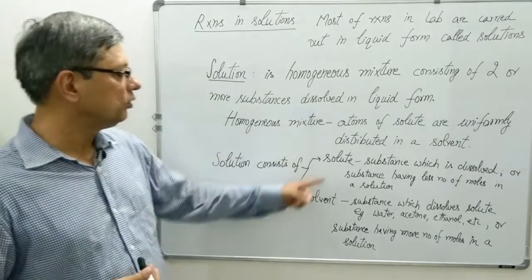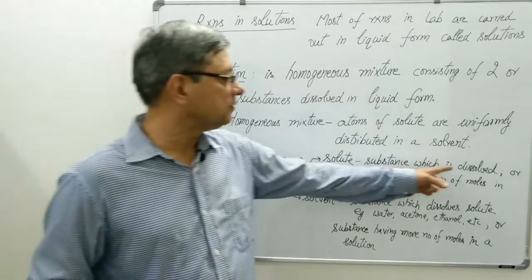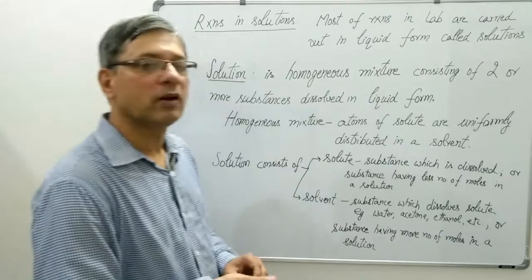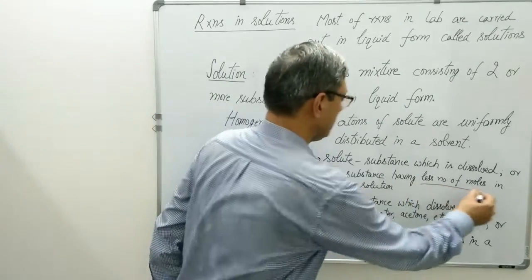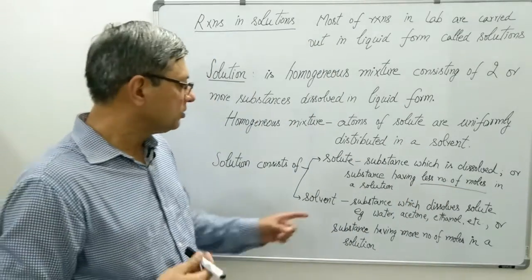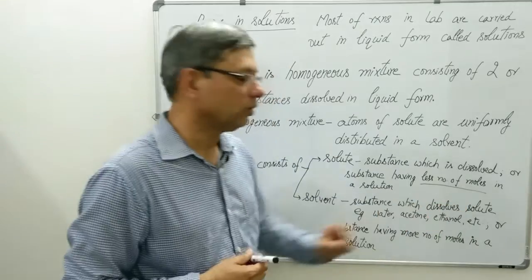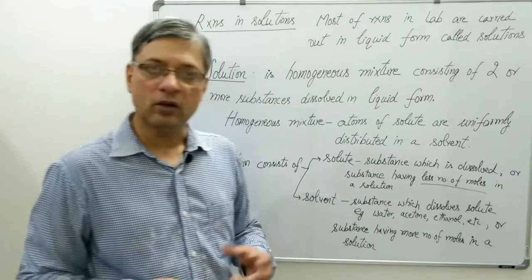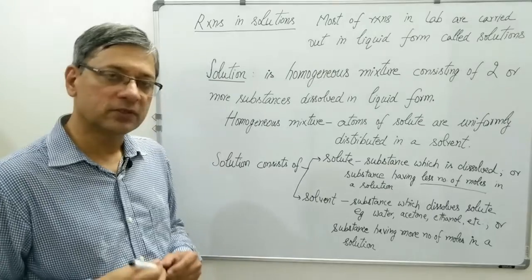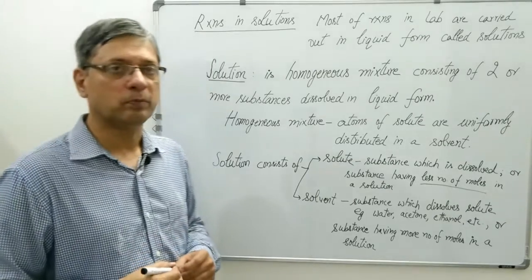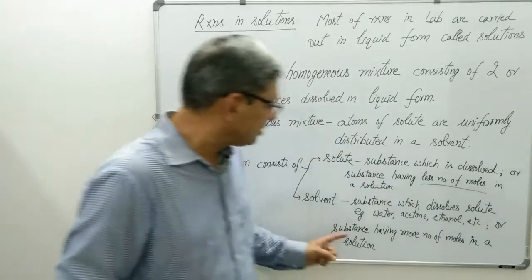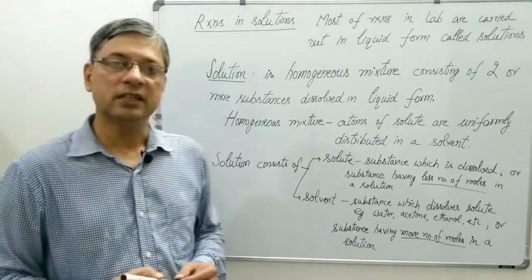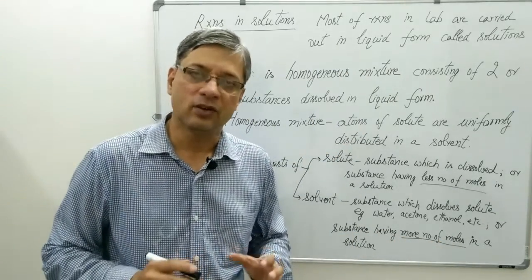Solution consists of solute and solvent. Substance which is dissolved is called solute, or substance having less number of moles in a solution is called a solute. Solvent is the substance which dissolves solute, e.g. water, acetone, ethanol, turpentine. These are examples of some solvents which dissolve solute particles. Or substance having more number of moles in a solution is said to be a solvent.